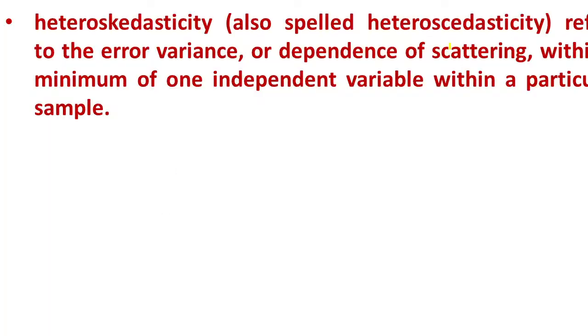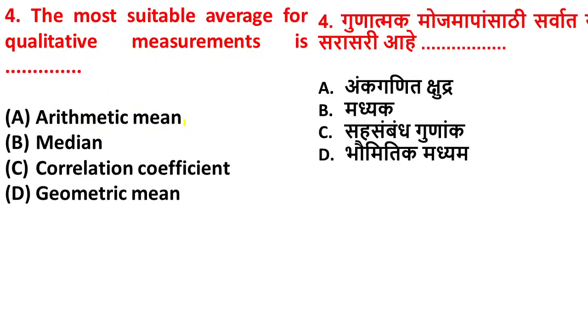Yes, heteroscedasticity refers to the error variance or dependence of scattering within a minimum of one independent variable within a particular sample. Question number 4. The most suitable average for qualitative measurements. Option A arithmetic mean, option B median, option C correlation coefficient, option D geometric mean. Yes, the most suitable average for qualitative measurements is option B median.